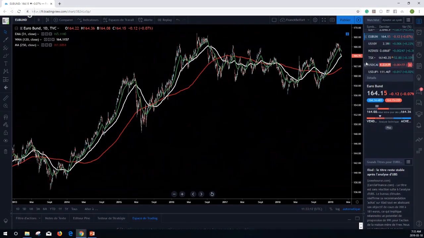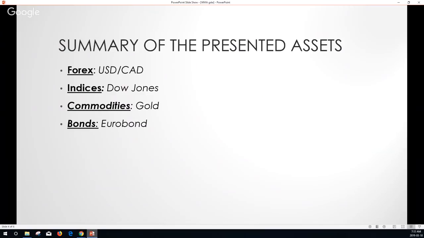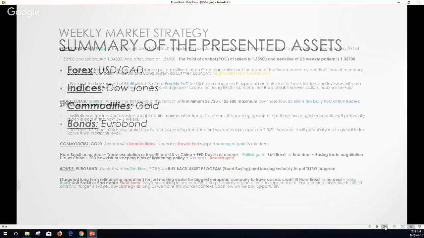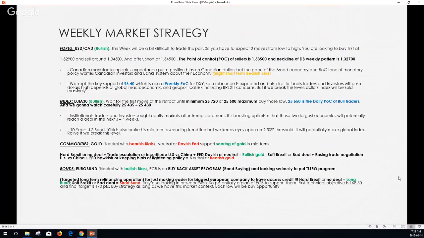It's all that you have to do, nothing else. Okay. So here is my global weekly market strategy observation. For the first card, Forex USD card, as I said, I'm bullish. This week will be a bit difficult to trade this pair because, as I said, we expect two movements from low to high, and I'm looking to buy first at, as I mentioned, $32,900 and sell around $34,300.